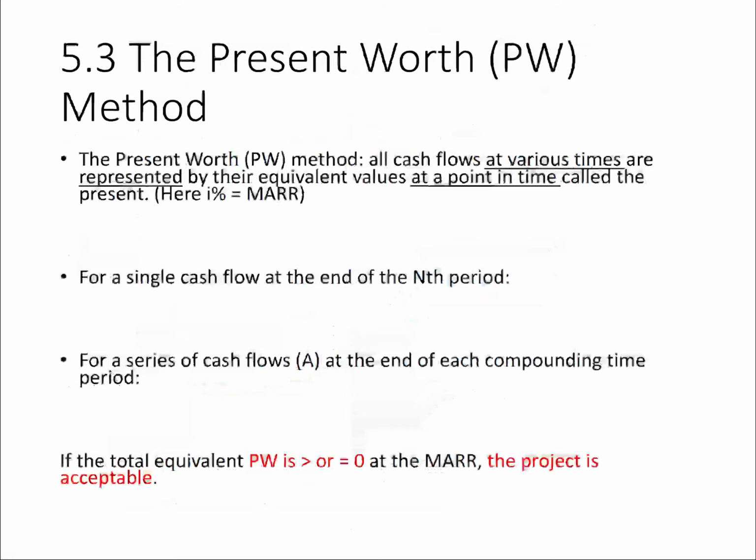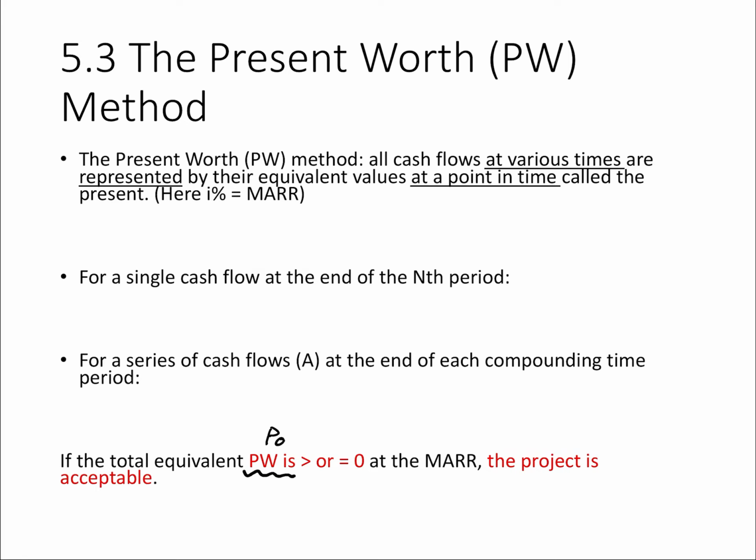So the first method is called the present worth method. And this is very easy to understand. The present worth method is all cash flows at various times are represented by their equivalent values at a point in time called the present. Here, the i% is MARR. So like what I said, you just want to draw the cash flow diagram and then convert all the cash flows back to the present using the i% equals to MARR.